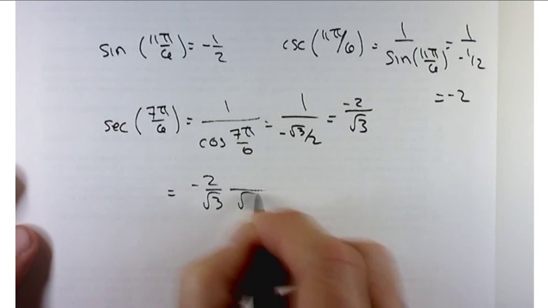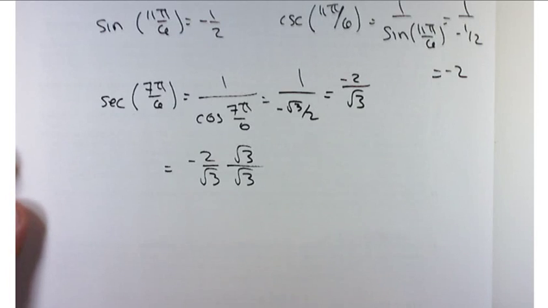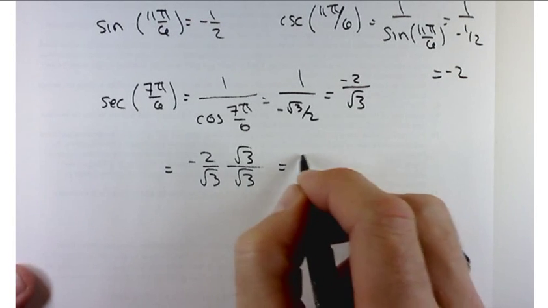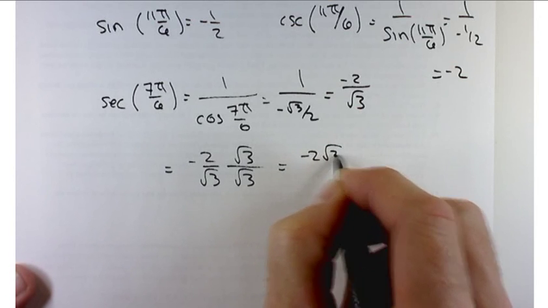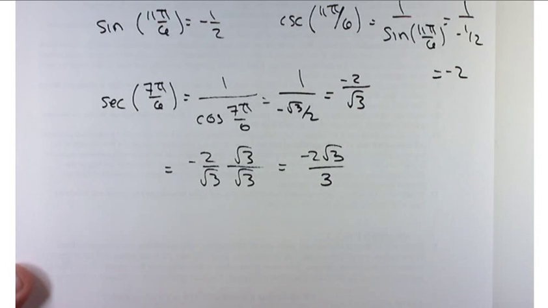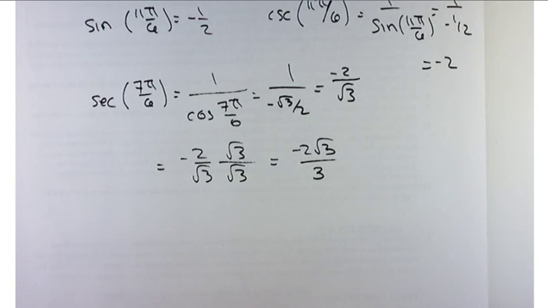But in order that you check yourself in the book, let me remind you how to do that. You're going to multiply by root 3 over root 3, effectively multiplying by 1. But in the denominator, the square root of 9 is 3. So that's what you would see in a book.